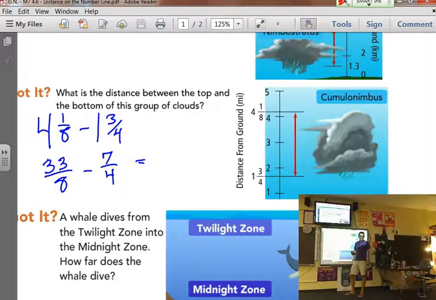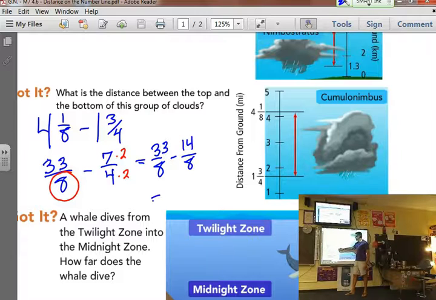Double. Okay, we got to be specific. We're going to double our 7/4, numerator and denominator, to match up with our 8. So it's 14/8, and then you subtract 14 from 33. 33 minus 14? 19. So you get 19/8.